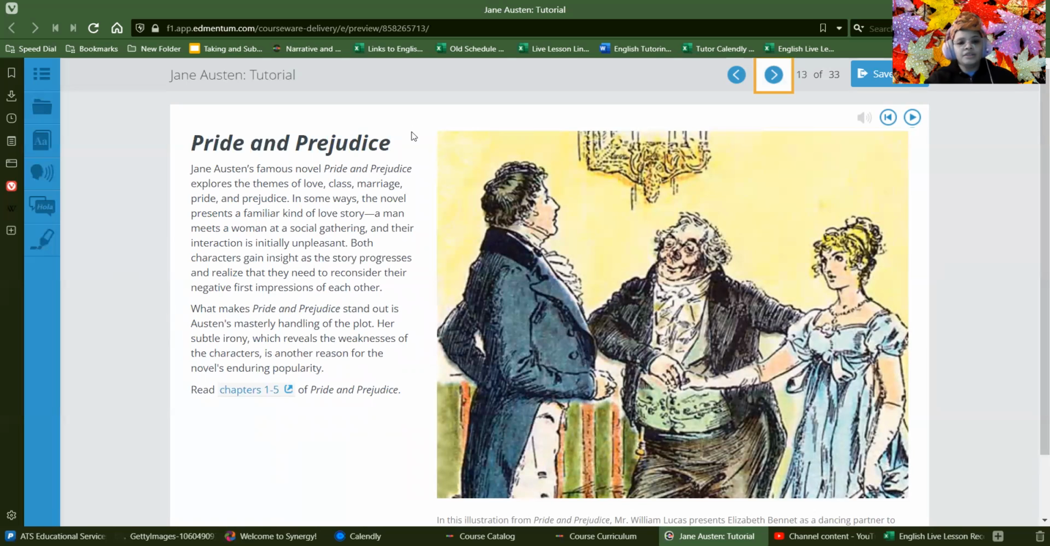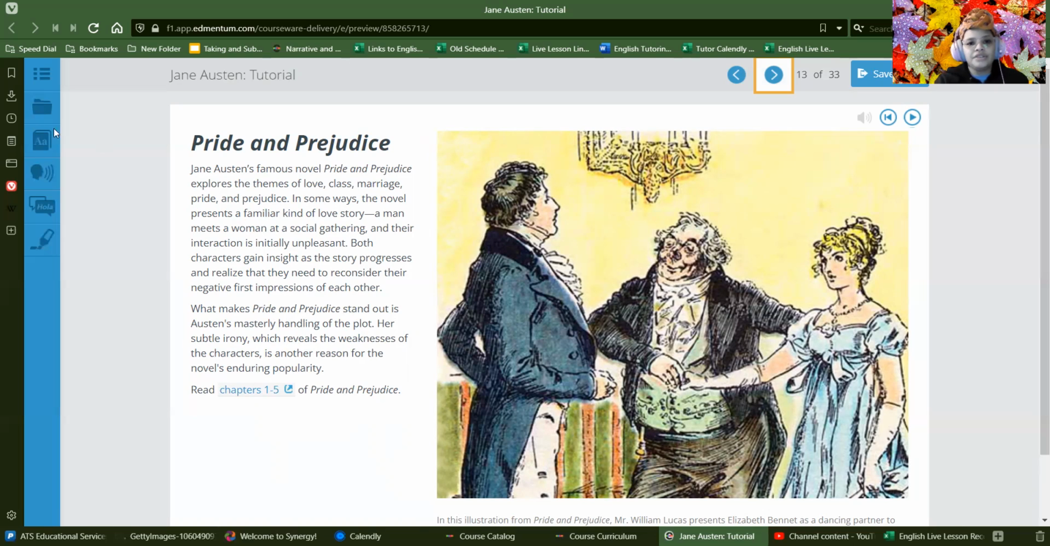Okay, so they do give you a bit of a longer reading. As we're getting up there, you're in English 12 now, so it takes a little while to get through stuff. They give you chapters 1 through 5 of Pride and Prejudice. And slide number 13 explains some of the themes that you're going to find in here.